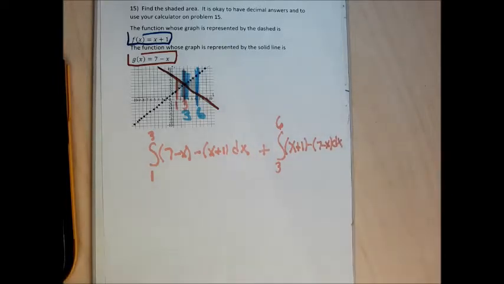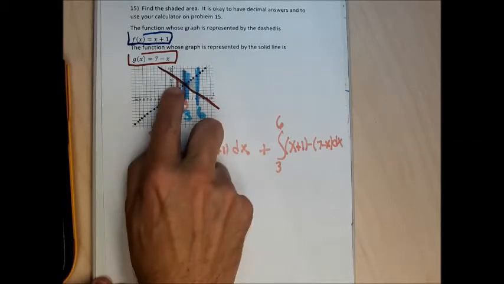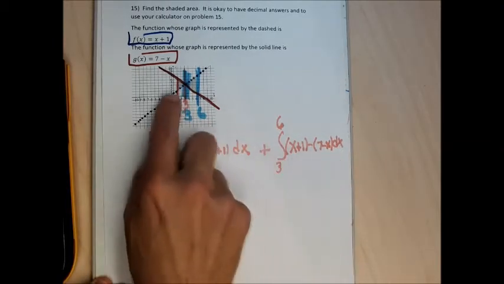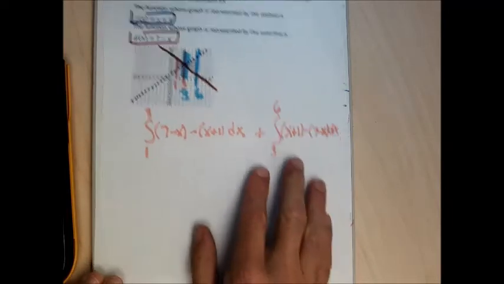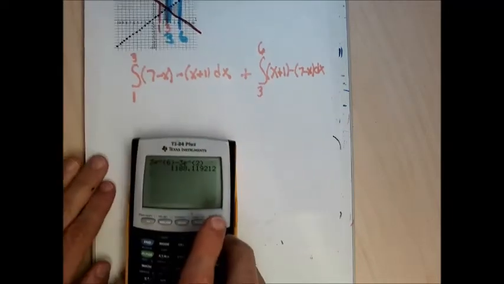So I'm going to do two separate integrals on my calculator. I'm going to get a number for this area and a number for this area. The first number should be smaller because the area is smaller. The second number should be bigger. So let me do these separately.